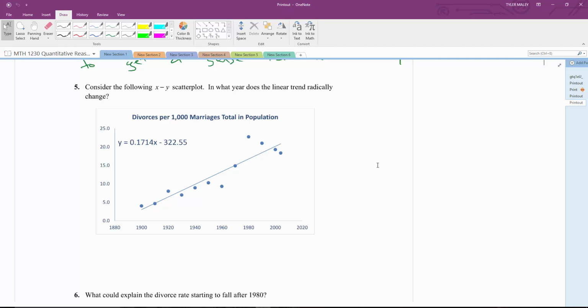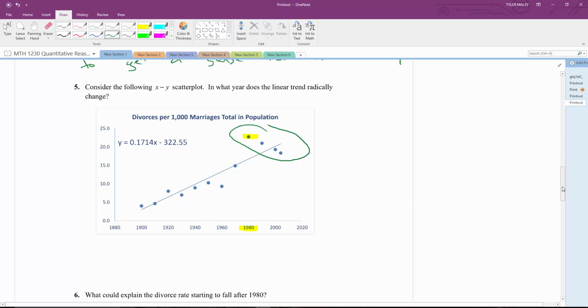So now number 5 says, consider the following XY scatter plot. In what year does the linear trend radically change? So if you look at this for a moment, where it starts to radically change is here, 1980. And then you also notice that it starts to go down from this. So what I would say is in 1980, there is a huge jump up in the divorce rate, and then it begins to decline. So we could use that to describe how that linear trend is radically changing.